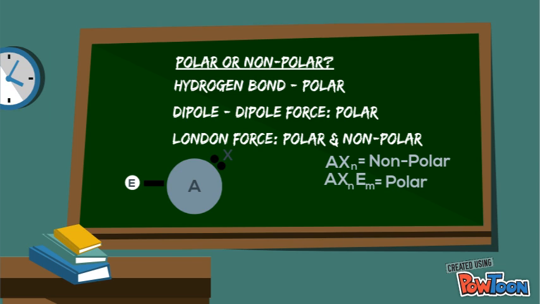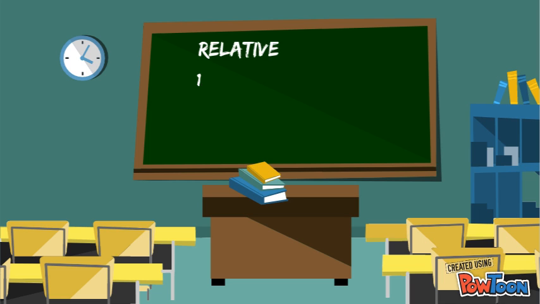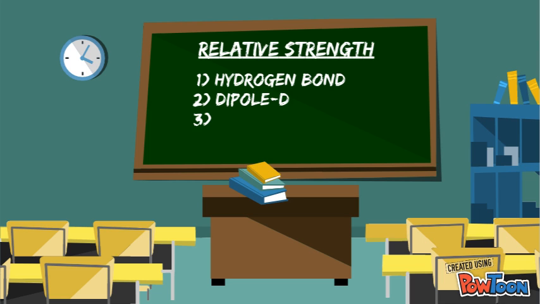So relative strength. The hydrogen bond is the strongest, dipole-dipole force next, and London force is the weakest, as all molecules have it. So that's all there is to it.